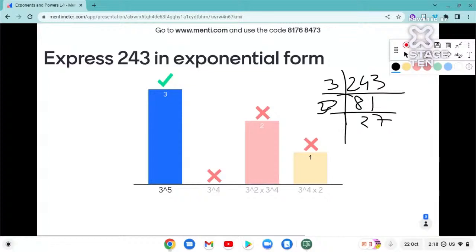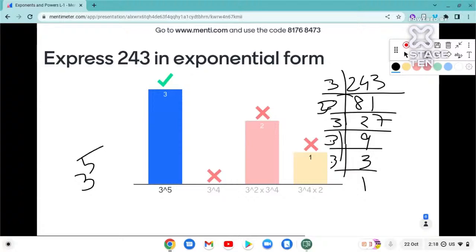So we get 27, again a 3, we will get 9. One more 3, we will get 3, and one more 3 we will get 1. So 1, 2, 3, 4, 5. Simple. 3 raised to 5 is your answer. It's not difficult. I don't understand what is confusing everyone here. So the answer is 3 raised to 5.